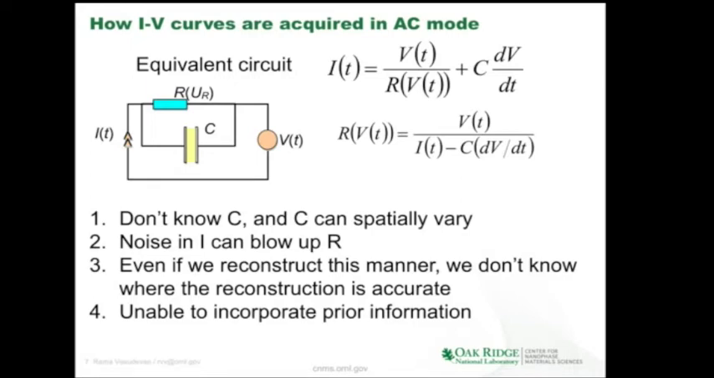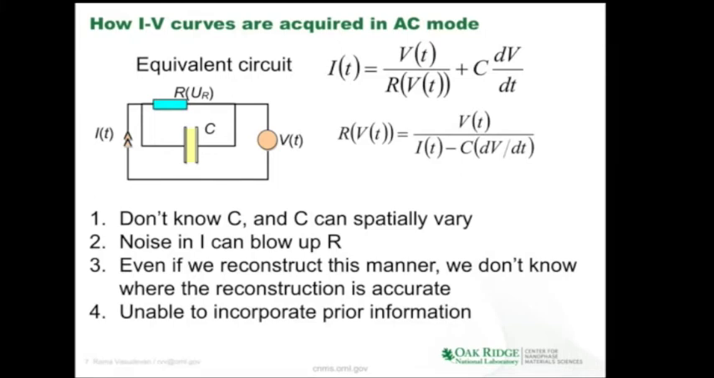So for example, we know that the capacitance has to be positive. We know that the resistance has to be positive or equal to 0 for a superconductor, for example, but it can never be negative. And so if we just use a simple data-driven approach, we can't actually take advantage of our prior information that we already know is true of our system.